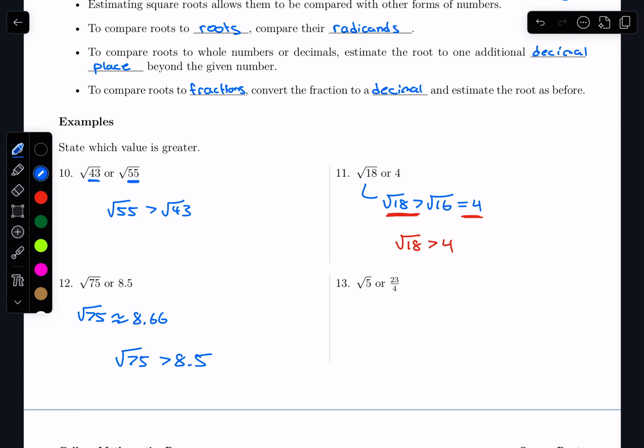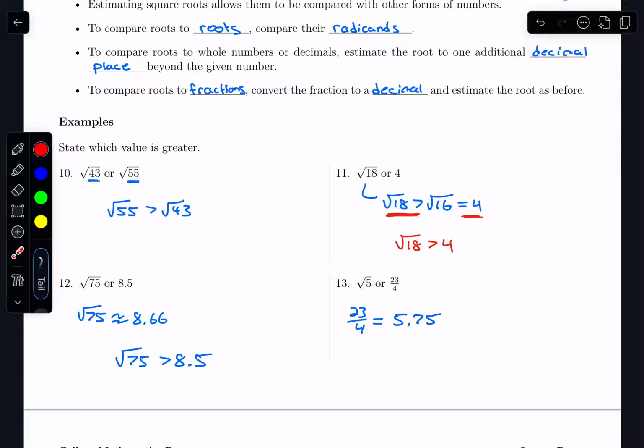Number 13, we have square root of 5 or 23 over 4. First thing we're going to do is turn 23 over 4 into a decimal. When we divide, we're going to get 5.75. And the reason I was able to do that one so quick without the calculator is if you turn this into a mixed number, this is 5 and 3/4. And 3/4 is a very common approximation we use. Okay, 3/4 is 0.75. So we could have used a calculator, but that one's actually not too bad to just convert by hand.